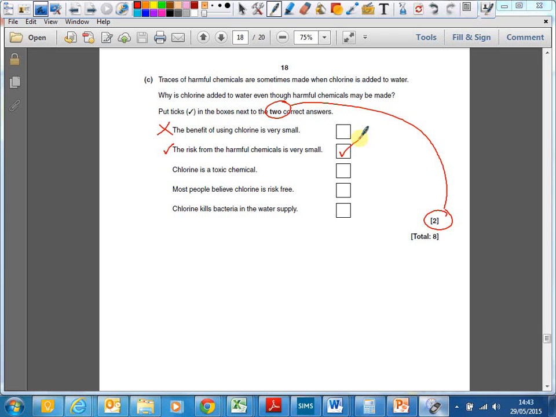Chlorine is a toxic chemical. Yes, it is. It was actually used as a war gas. But why would then that be a reason to use it? Most people believe chlorine is risk-free. I don't think people believe that, because these two are linked. If chlorine is a toxic chemical, chlorine can't be risk-free. And chlorine kills bacteria in the water supply. Yes. There's your 2 answers.